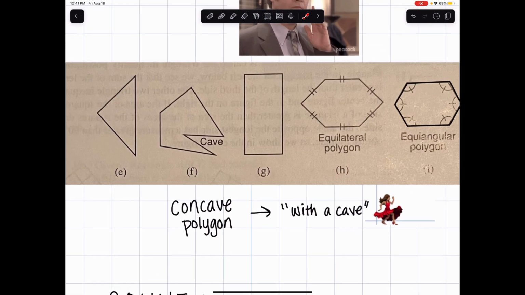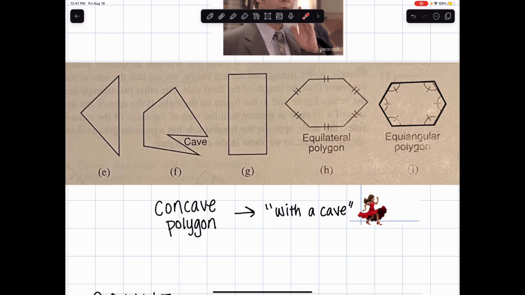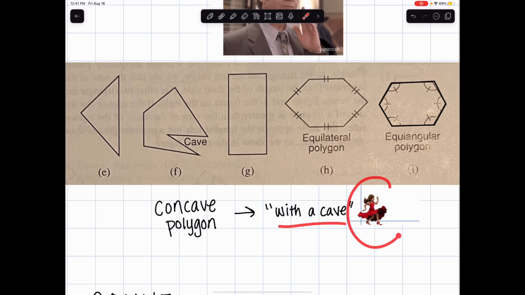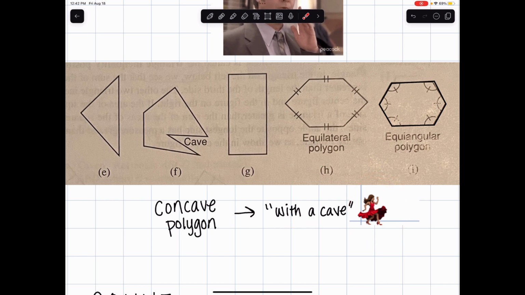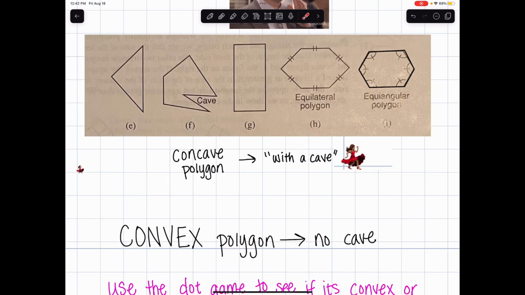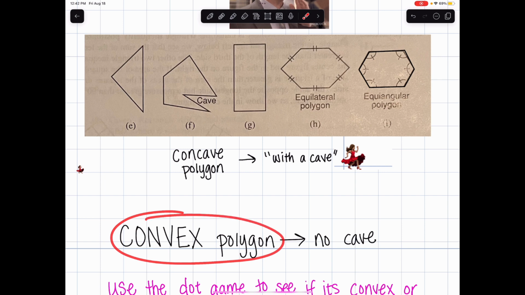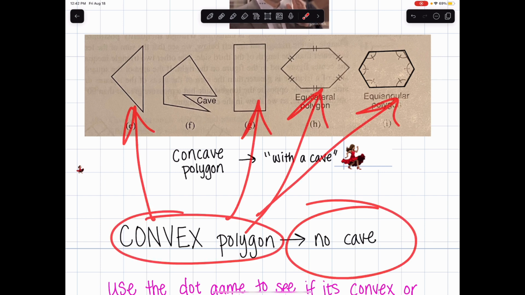I sort of imagine that as if we're speaking Spanish. Con meaning with, concave. That means it is with cave. So with a cave. So imagine a Spanish word, concave. If it's concave, that means it has a cave in it. If it doesn't have a cave, then it's a convex polygon. So these would all be convex, and that means no cave.